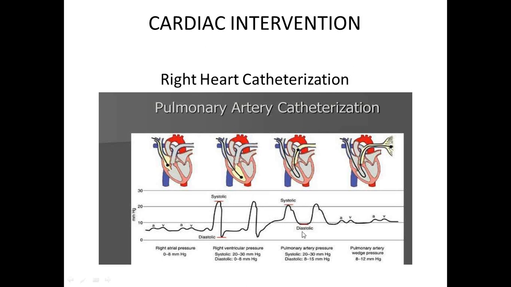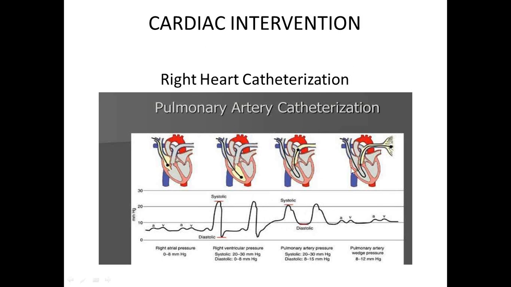So in the pulmonary artery, this is the waveform you're going to get. You get a diastolic step up. You see, in the RV tracing, the diastolic pressure was about 0 to 8. When you get into the pulmonary artery, the diastolic pressure is about 8 to 15.